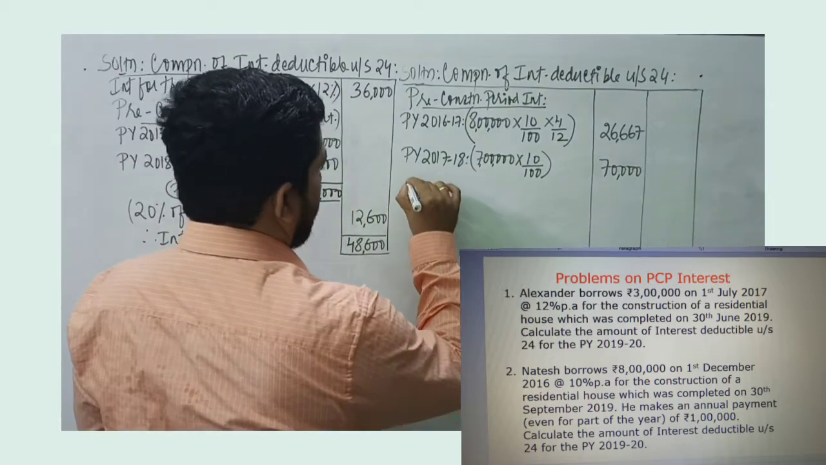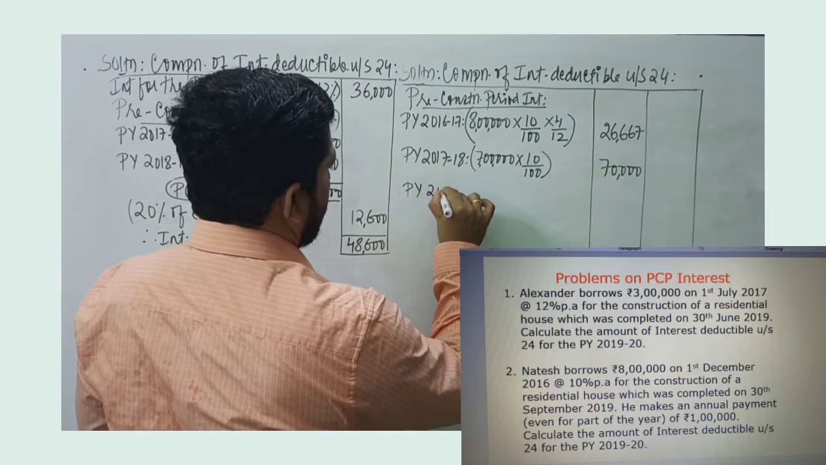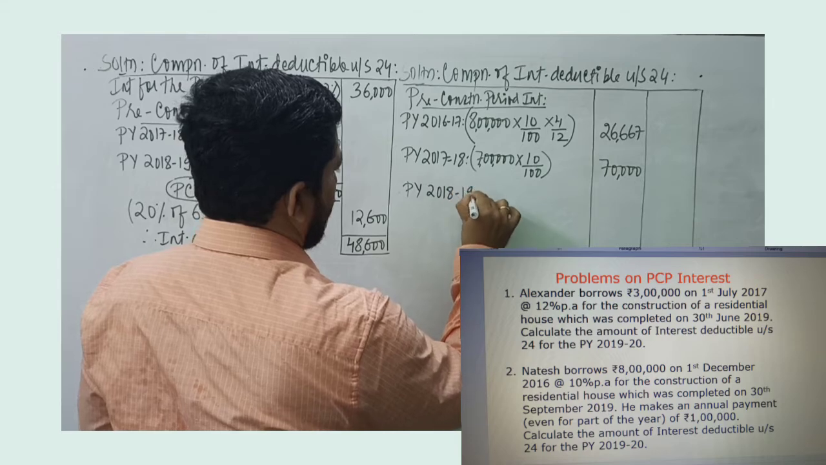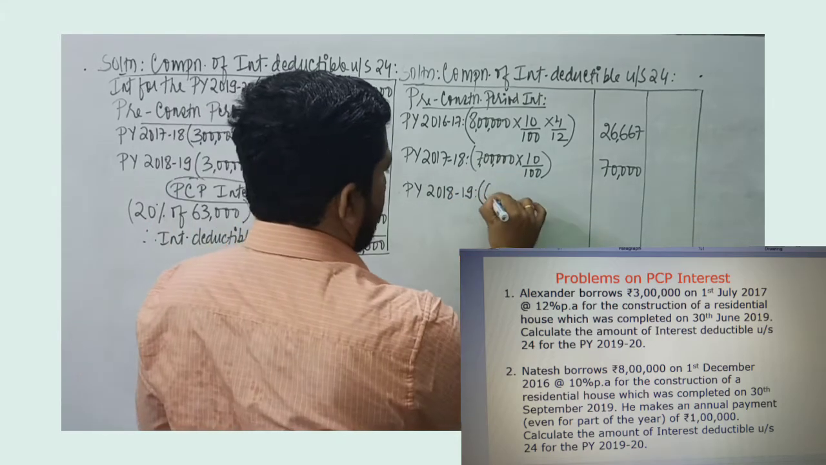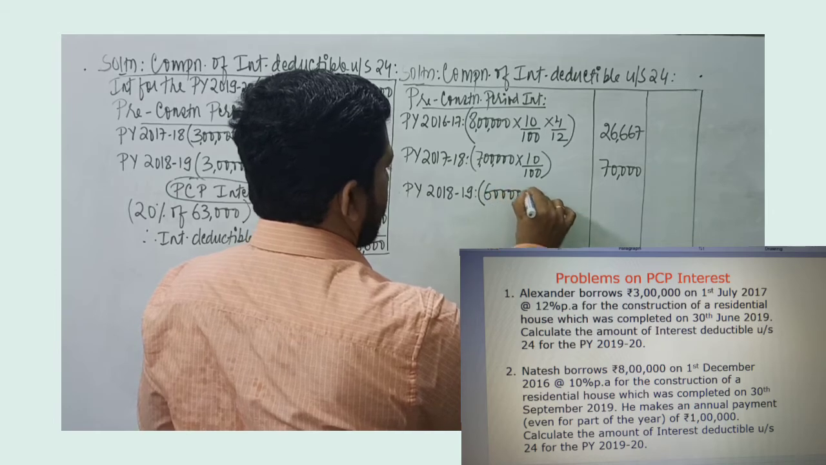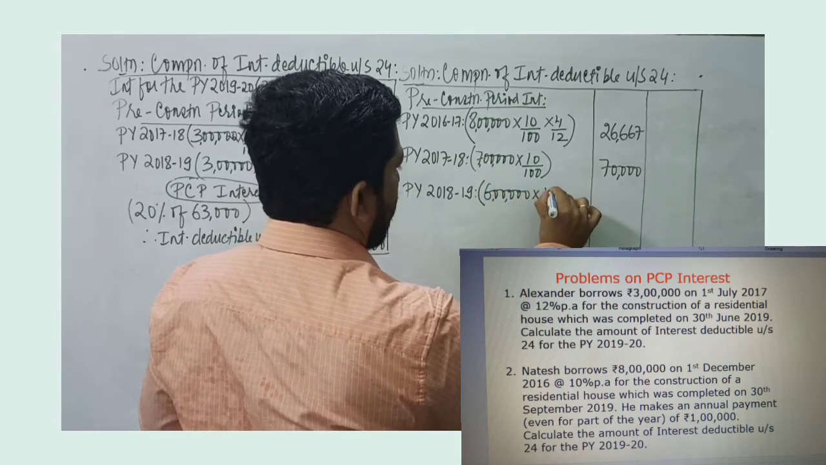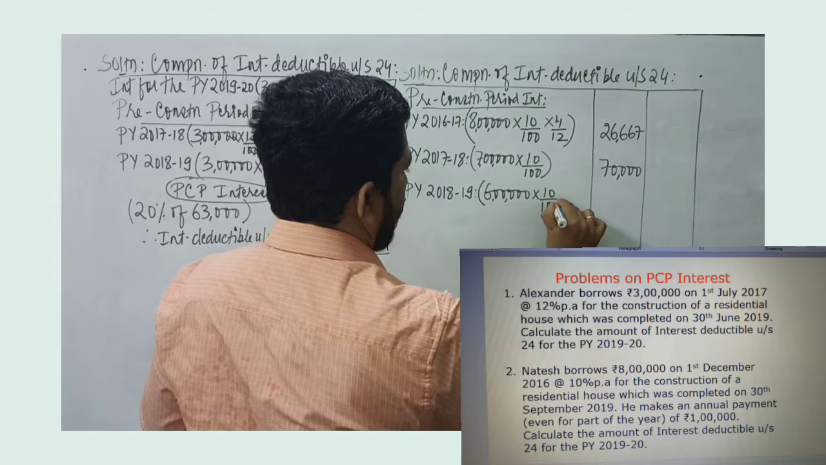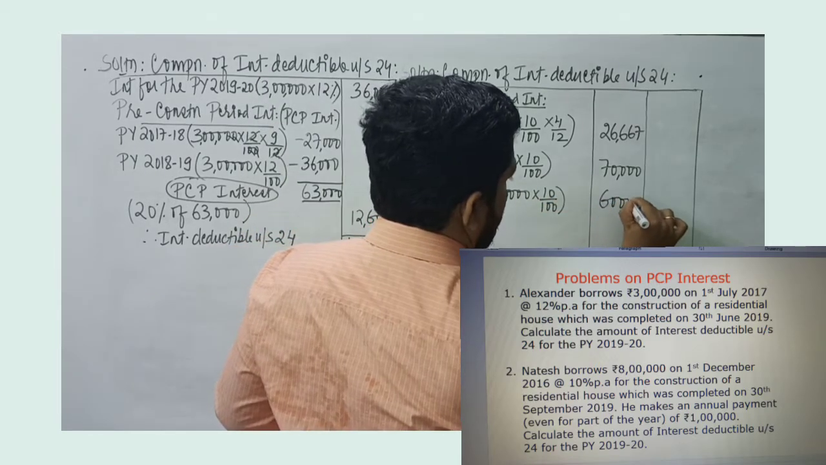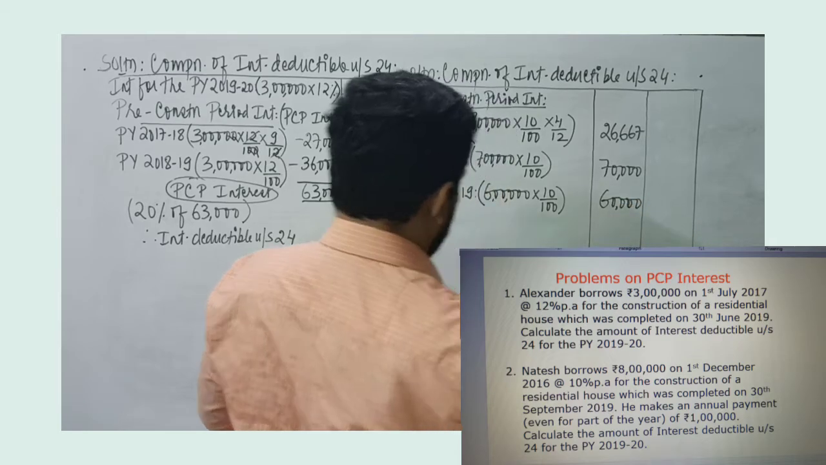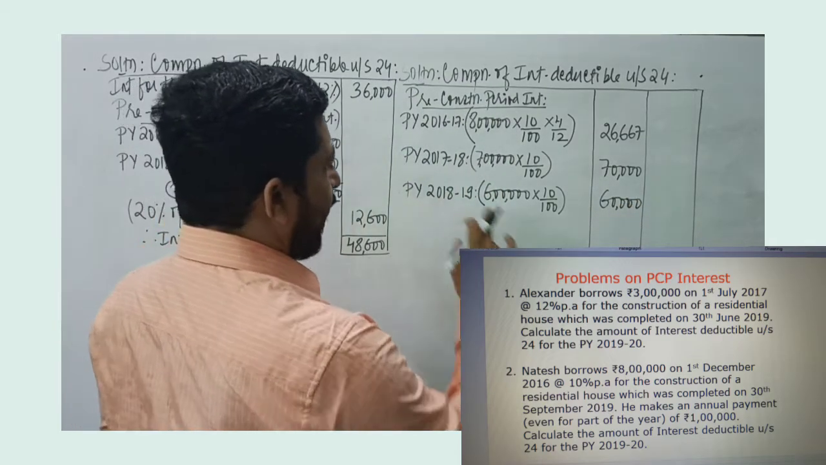We have another year in between, previous year 18-19. Again 1 lakh rupees annual payment has been done. So this will be 6 lakh rupees into 10%. This is once again for the full year. So 10% of 6 lakh rupees is 60,000. Next is previous year 19-20.